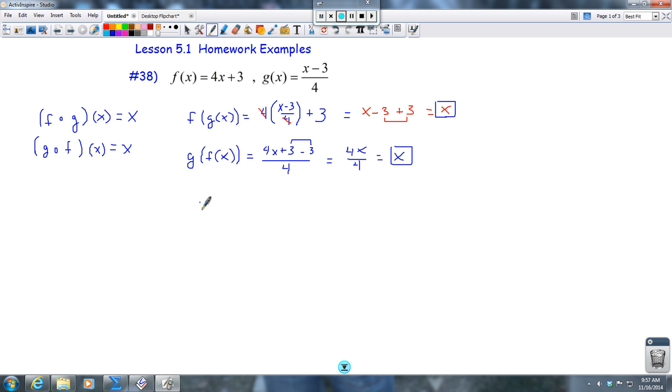So yes, f of x and g of x are inverses. And again, I apologize for my writing, but I am on a little wireless board here. It's not the easiest thing to write on. But yes, f and g are inverses. So that concludes number 38.